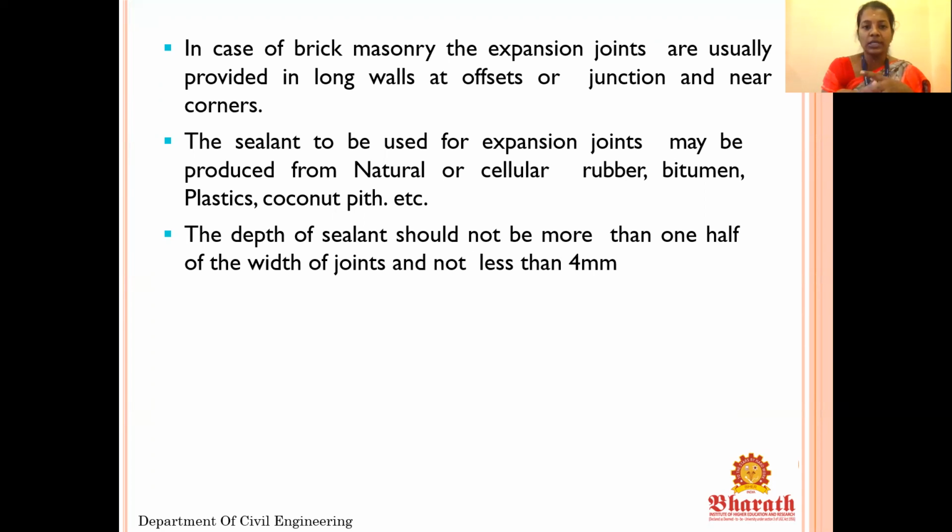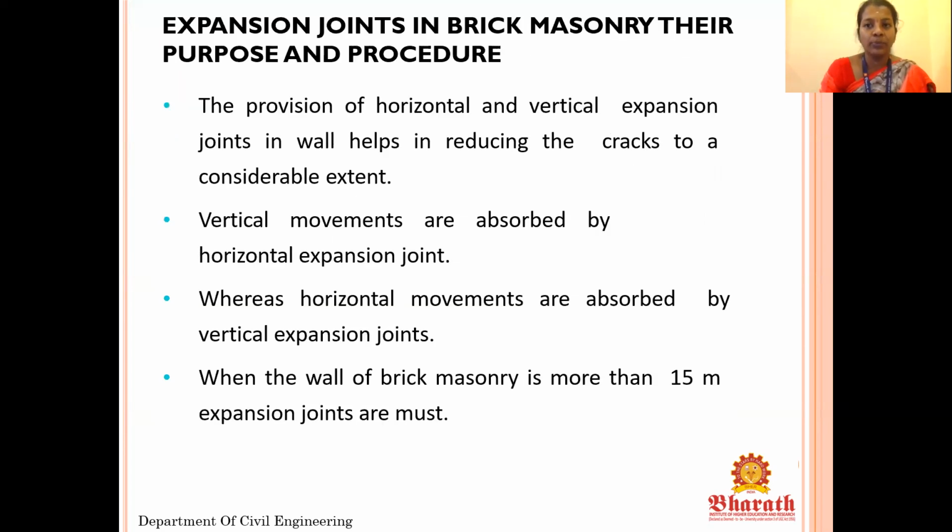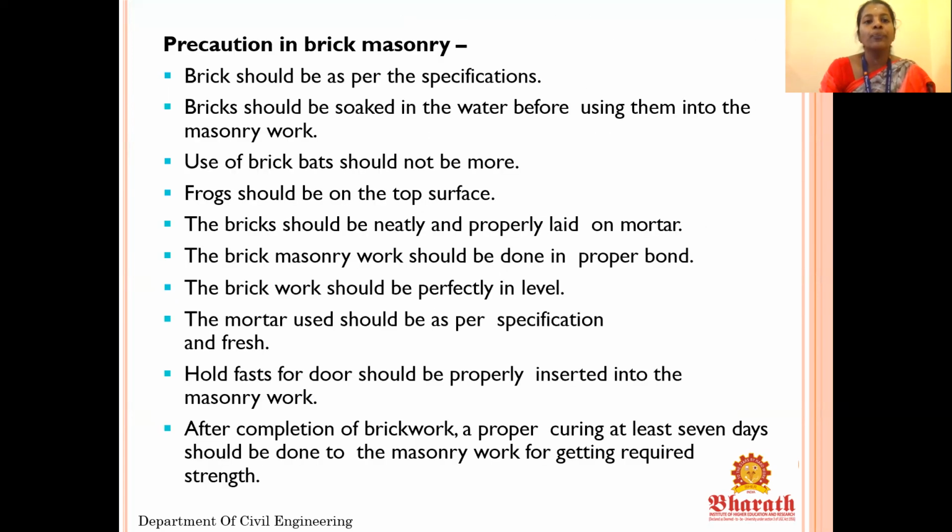So the expansion joints are generally provided. The sealant which we are going to use in expansion joint should be from natural or cellular rubber, bitumen, plastic or coconut pith, etc. The depth of sealant should not be more than 1/2 of the width of joint, and it should not be less than 4 mm. So the sealant depth should be maintained properly. These are the certain points we have to keep in mind while we are working on expansion joints in brick masonry.